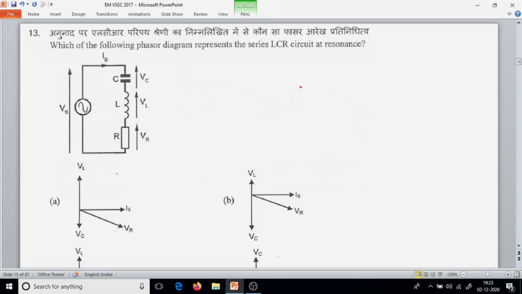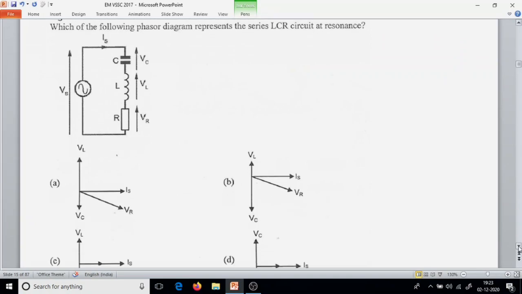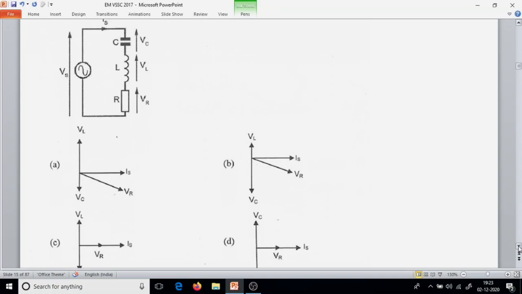Question number 13. Which of the following phasor diagrams represents the series LCR circuit at resonance? Do you know what resonance is? All of you know, there's no doubt about it. So I'm happy with it. He's asking, at resonance, what is the phasor diagram? Okay, now we'll solve it together.